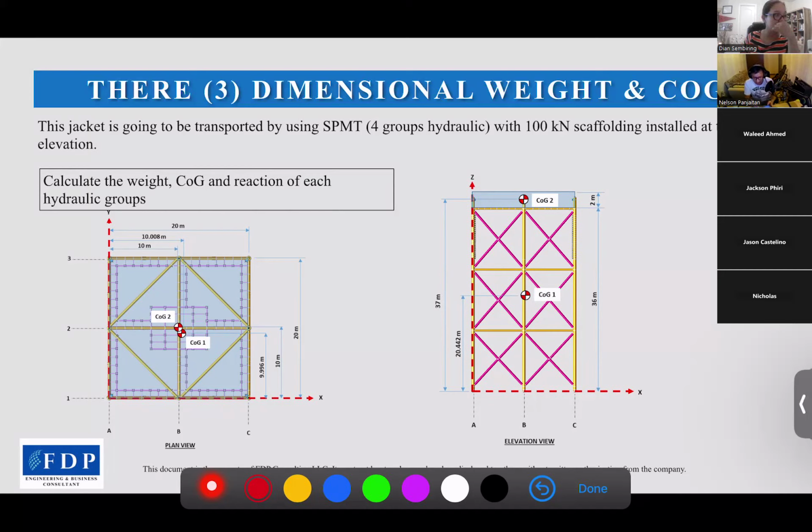And then we continue with the total weight. First we find the weight of the structure. Since the information is given as mass, we need to convert it to weight.